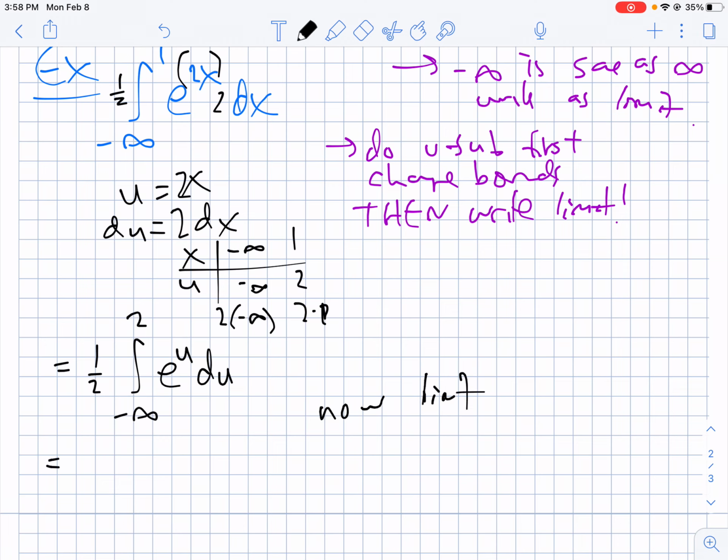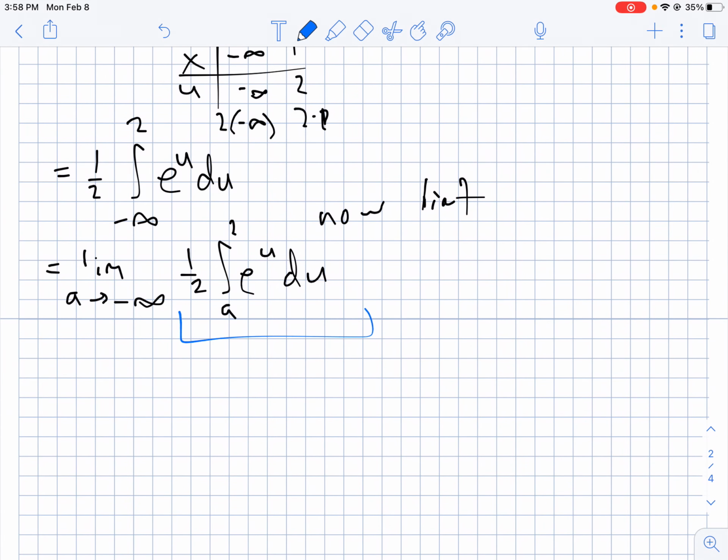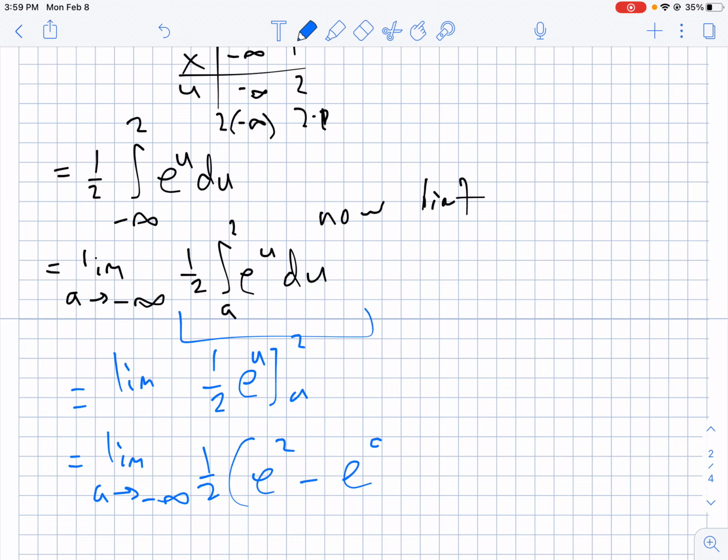Now this is going to be the limit as a goes to negative infinity of 1/2 integral from a to 2 of e to the u. Cool. Not bad, right? We just got a bunch of new variables that weren't even in the problem to begin with. Now let's go ahead and actually do this integral. This is a very easy integral because we did a u sub. So it's 1/2 e to the u going from a to 2. We take that limit there. So this is going to be the limit as a goes to negative infinity of 1/2, and then that's e squared. We can just leave the 1/2 in front or distribute, it doesn't matter, minus e to the a.